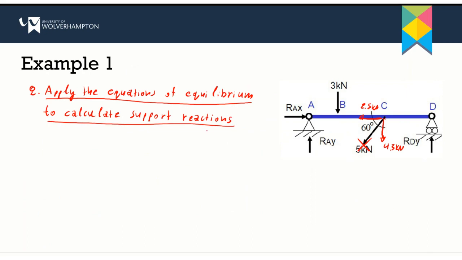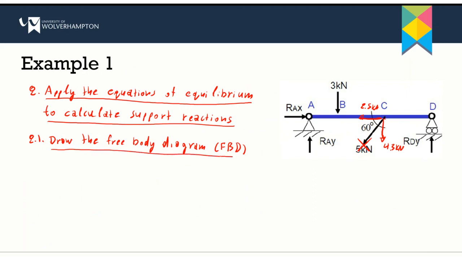Now, before we do that, I will add another step, let me call it 2.1, that is to draw the free body diagram. From now on, we will just be using FBD instead. So the free body diagram, let me draw this just below this sketch. This is our beam, AD.